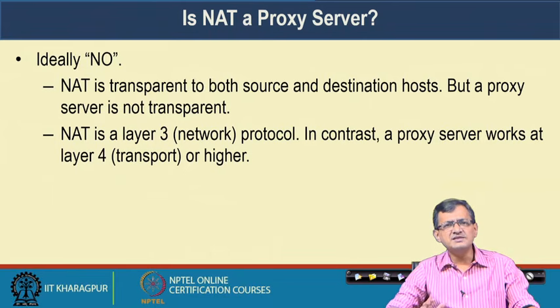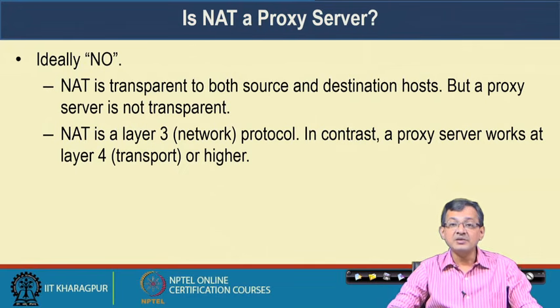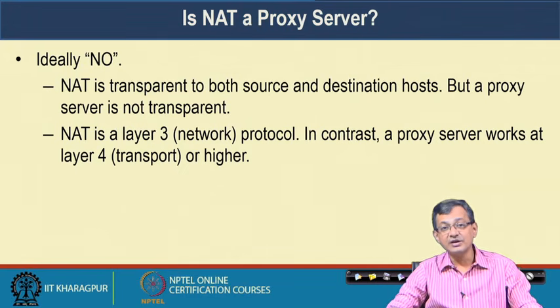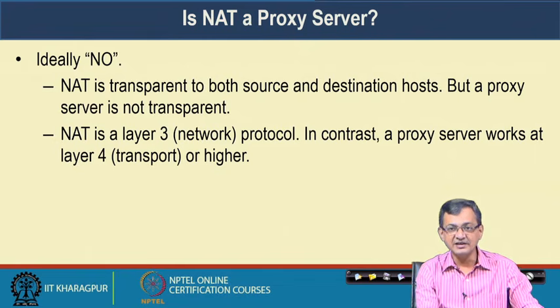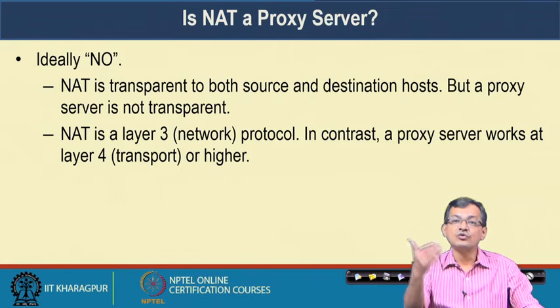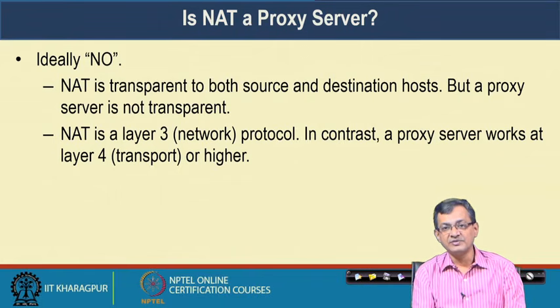So, finally, is NATing a proxy server? No, ideally no. NAT is transparent to both the source and destination host, but a proxy is not always transparent, right. You know where the proxy server is. NAT is primarily a layer 3 device. It is a network address translation, though we have a port number, but it is primarily layer 3, translating IP addresses, right. In contrast, a proxy is primarily a layer 4 or layer 4 plus device, so it operates more at the other end.